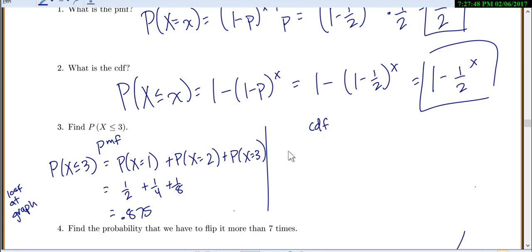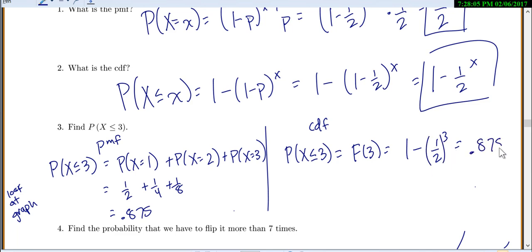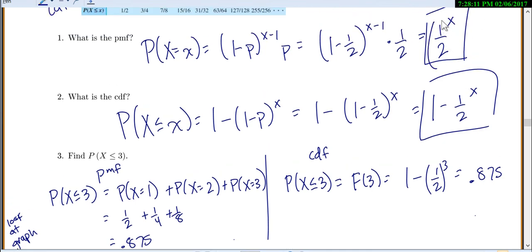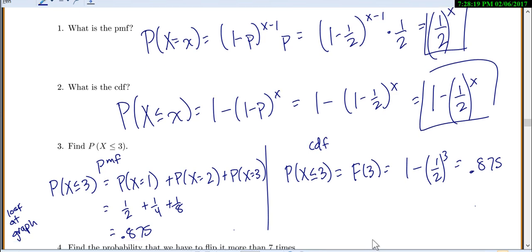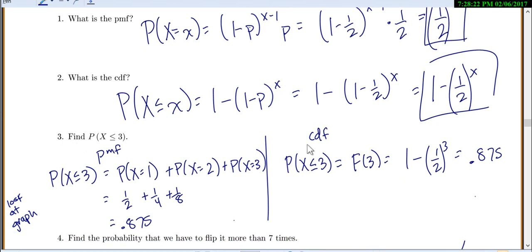And for our CDF, we just do straight up probability that x is less than or equal to 3. You could look up at your chart, or you could just plug 3 into your CDF. So 1 minus (1/2) to the power of 3 just gives me 0.875. I just realized this 1/2 to the x, you should probably put parentheses around that, huh? We don't want it to just be 1 to the power of x. We want it to be (1/2) to the power of x. So our CDF and PMF, these are fairly simple to plug in. Okay, but notice the CDF saves you time. You don't have to do 3 different values.